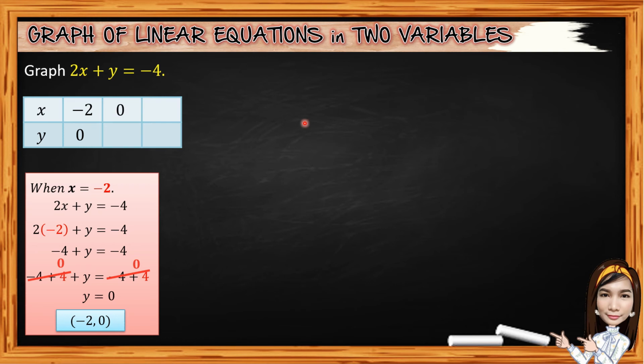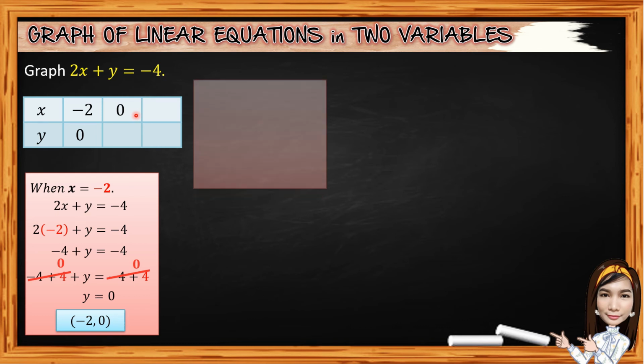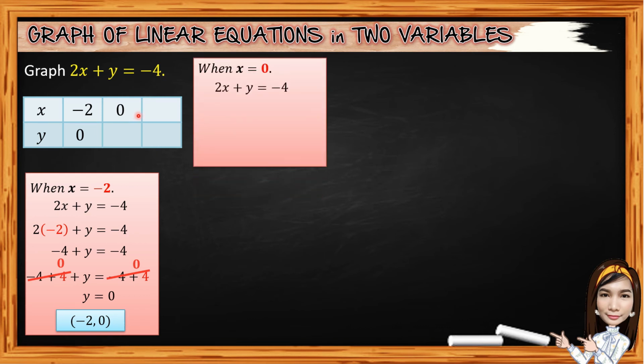Next, I'm going to use 0. Now take note, choosing 0 for x usually makes the equation very easy to solve. So when x is equal to 0, we are going to substitute in the given equation 2x plus y equals -4. So we have 2 times the value of x, which is 0, plus y equals -4. So 2 times 0 is equal to 0. So we have the remaining y equals -4. And we're going to write it on the table of values. And the ordered pair can be written as 0 is the x, -4 is the y.